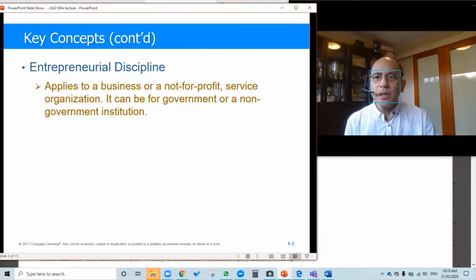Okay, so entrepreneurial discipline means having that concept of doing several things at one point, looking at the organization, looking at the different aspects of an organization to do your business. So this applies to businesses, but it also applies for not-for-profit organizations or service organizations. You could be in government or non-government institutions as well.